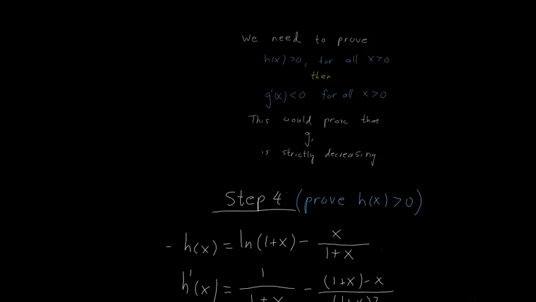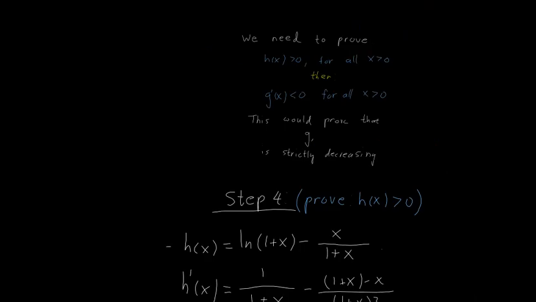Okay? Now, before moving to step 4, this gets a bit tricky. We need to prove, right? The problem is tricky, but it's not that tricky. Okay. So what we need to do is we need to prove that h of x is going to be strictly greater than 0 for all x greater than 0, right?